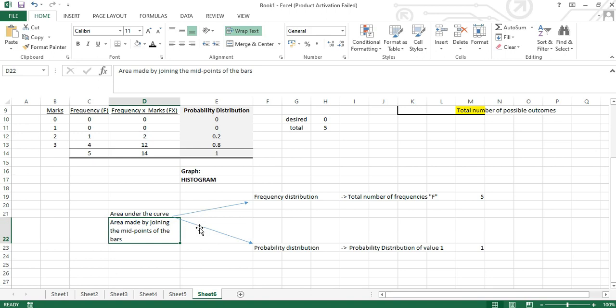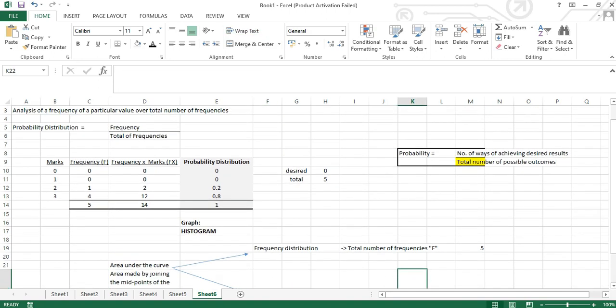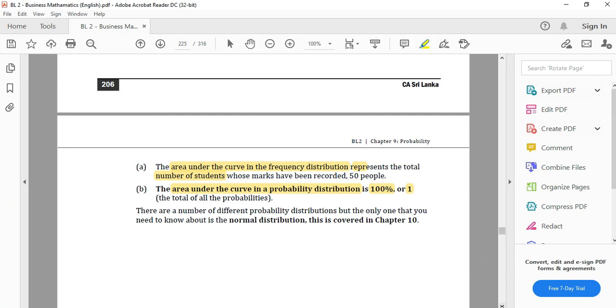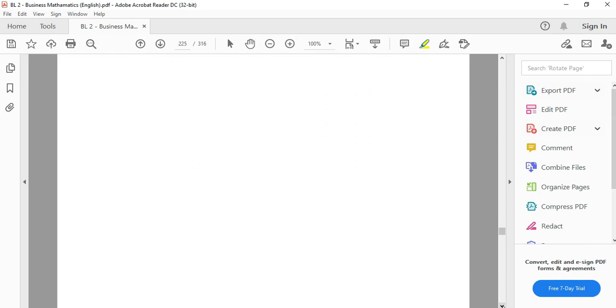Alright. So with that we finish the chapter on probabilities, and you all can practice questions and we will discuss further. We will go through questions as we go through the revision.